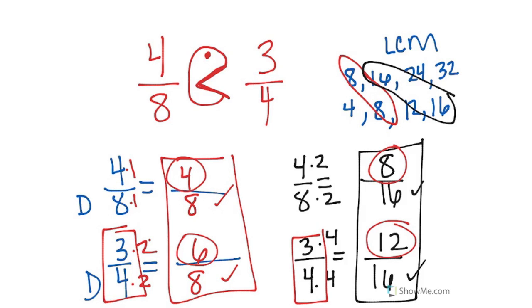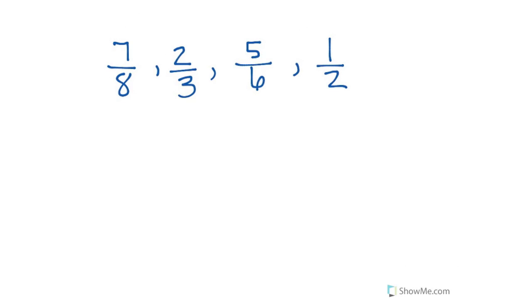All right, let's try the last one and see how we do using quite a few fractions this time. Let's compare a few fractions. In this case we have 7/8, 2/3, 5/6, and 1/2. Notice the denominators are all different. So I have to find the least common multiple. Let's go ahead and get started with our work. I'm going to line them up over here.